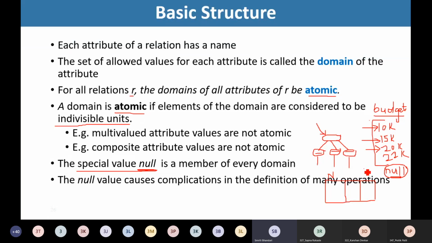So usually, even though this null value is allowed in every domain, we avoid using null values as the values for the attributes. So we try to avoid storing null values in our relations or in our tables. Got it?